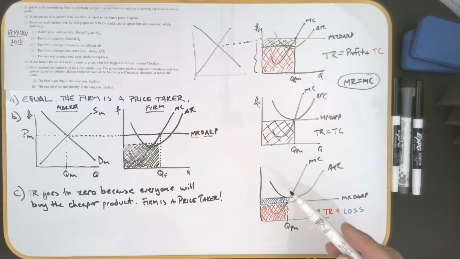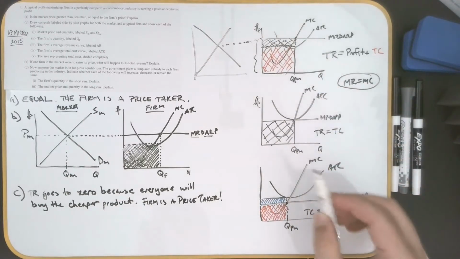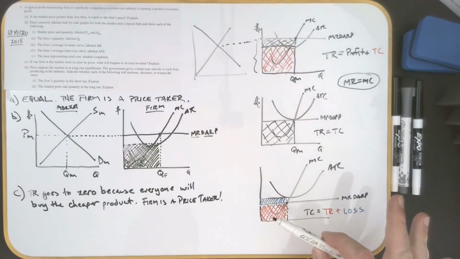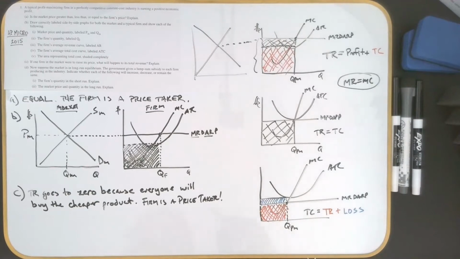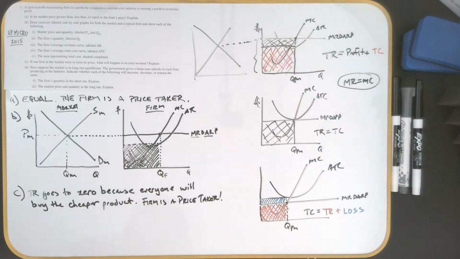And so, not required to be drawn, but we have it here and we can use our picture. So suppose we're in long-run equilibrium, everything's good. The government gives a lump sum subsidy to each firm producing in the industry. Indicate whether each of the following will increase, decrease, or remain the same. The firm's quantity in the short run. Well, what I'm going to do on this graph, everyone, just to make it easier for everybody to see, is I'm going to draw my lump sum subsidy.